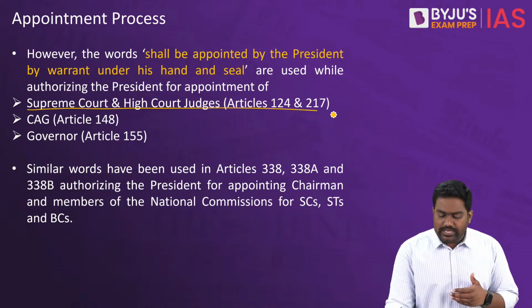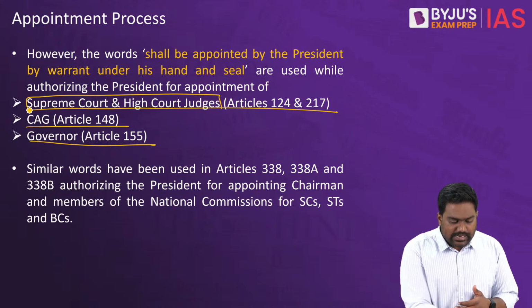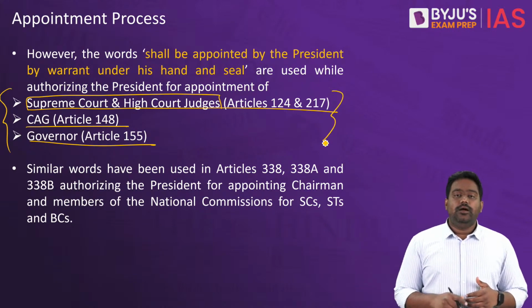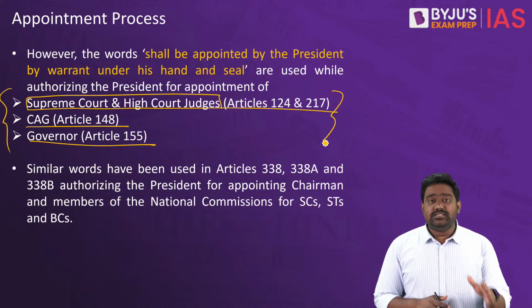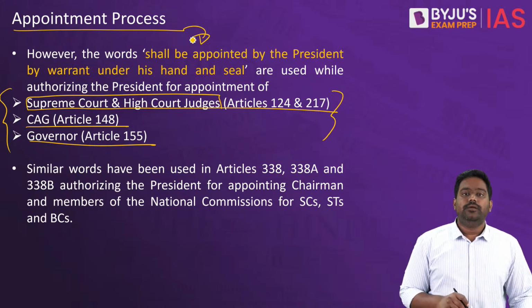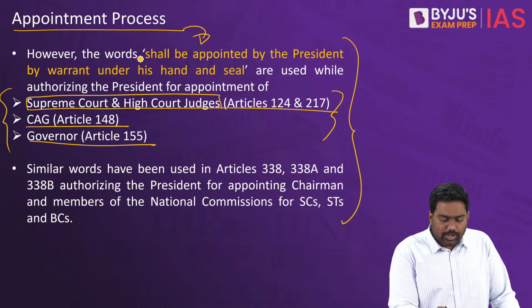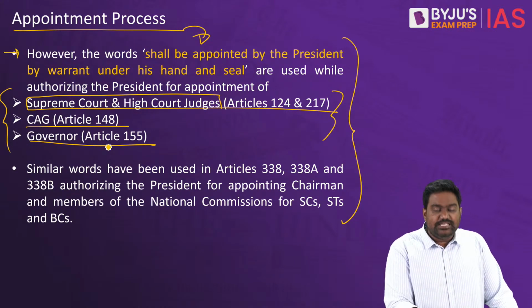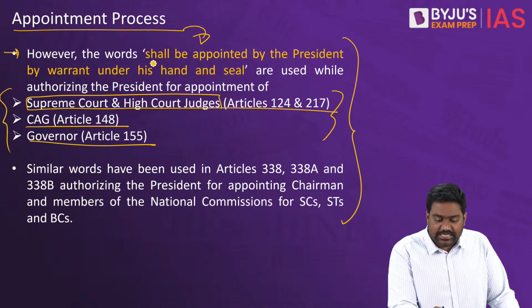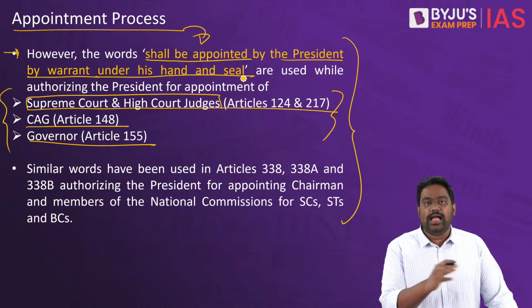This includes the higher judiciary, the Supreme Court and the High Court, the CAG and the Governor. According to the writer, these three constitutional bodies have been set apart in the appointment process. If you carefully go through the constitutional provisions, you'll be able to see this. Because when it comes to the appointment of these key institutions, the Constitution says that they shall be appointed by the President by warrant under his hand and seal.